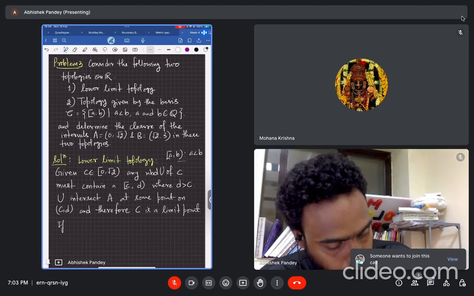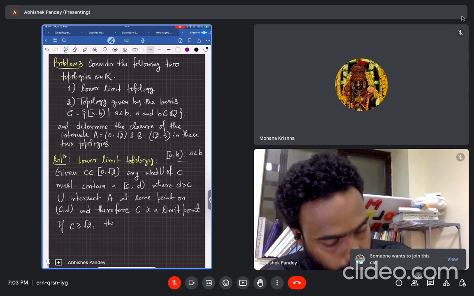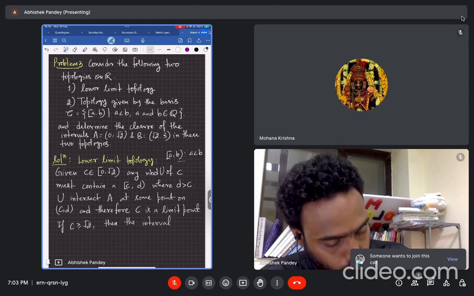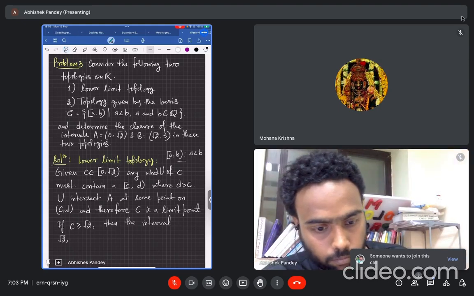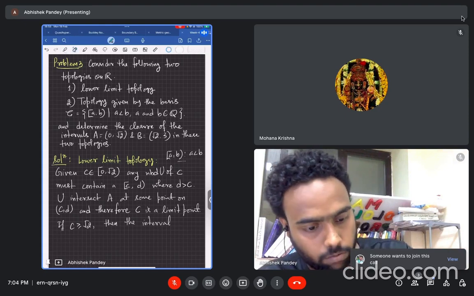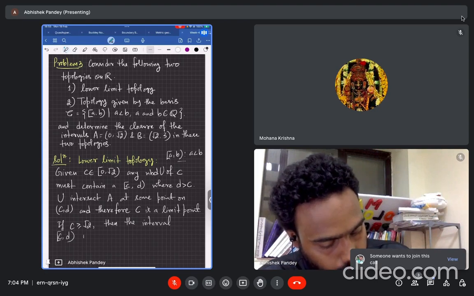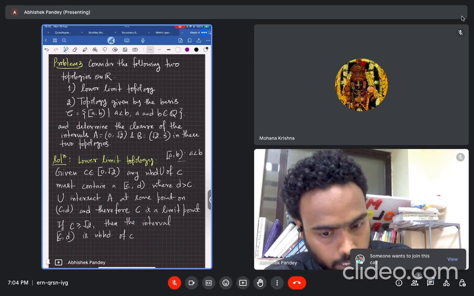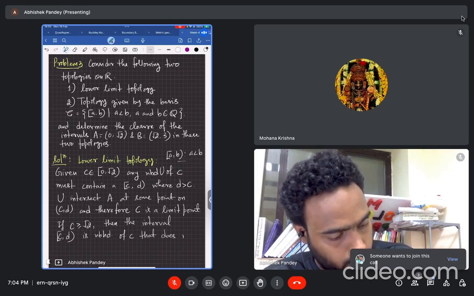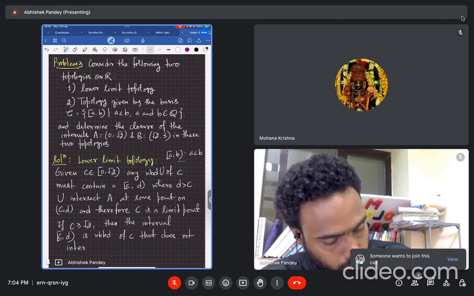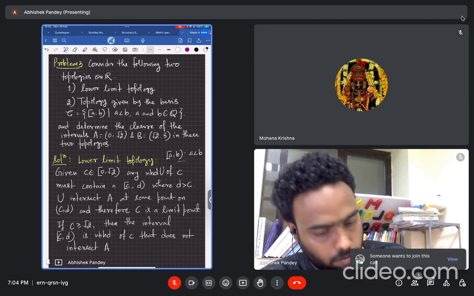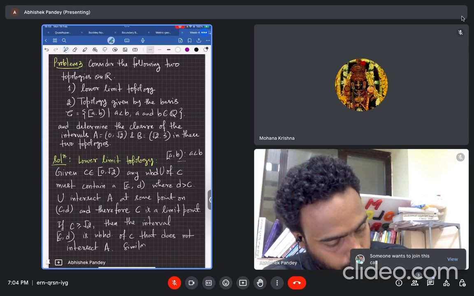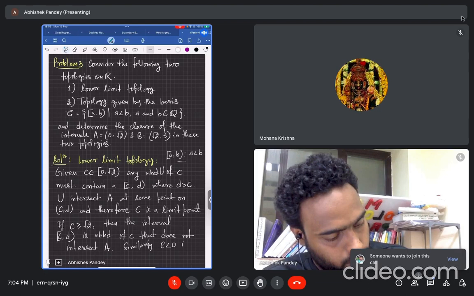Now if c is any point greater than or equal to root 2, then the interval [c, d) is a neighborhood of c that does not intersect A. A similar argument shows that c less than 0 is not a limit point.